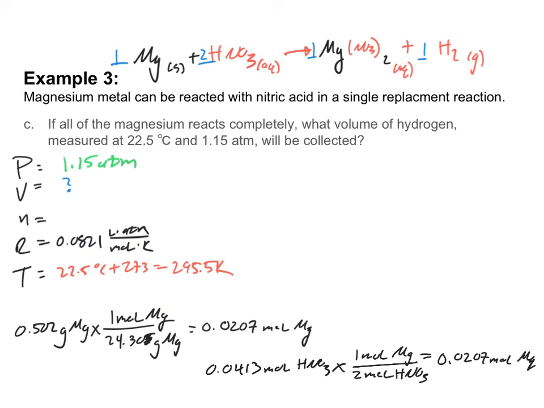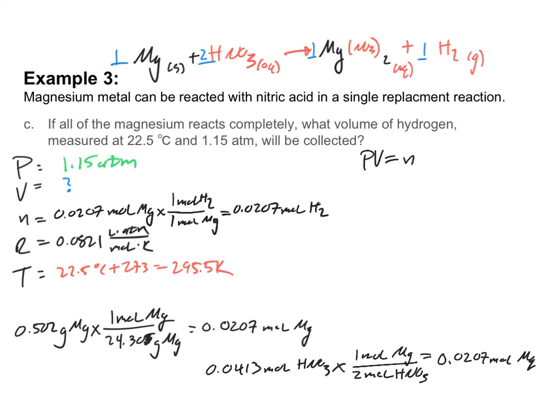So I'm going to take that and plug it up here, 0.0207 moles of magnesium, right? But the issue is that we're trying to get hydrogen gas, so I have to go one step further. 1 mole of hydrogen gas for every 1 mole of magnesium, and that gets me 0.0207 moles of hydrogen gas. Huh. Cool.